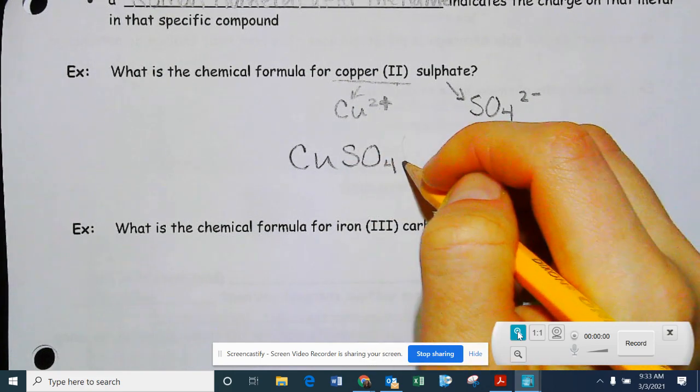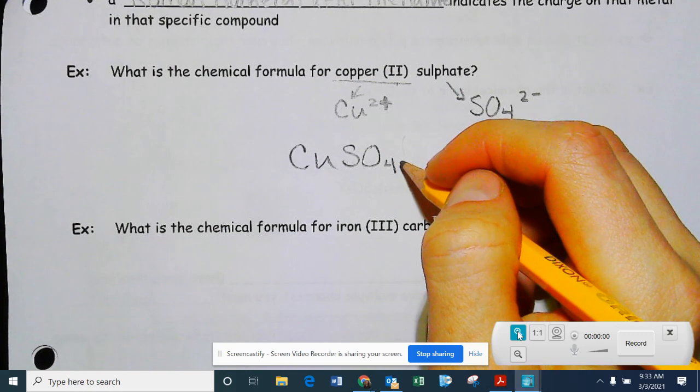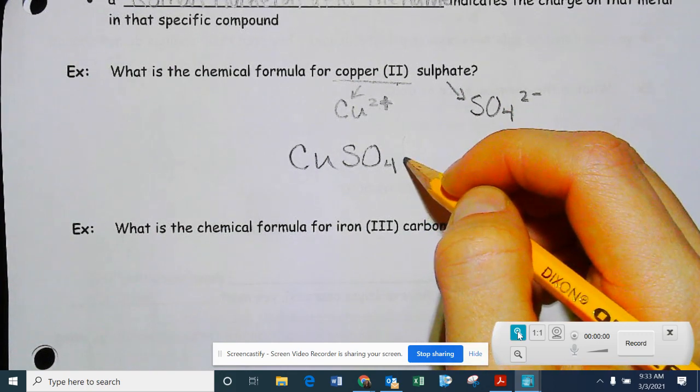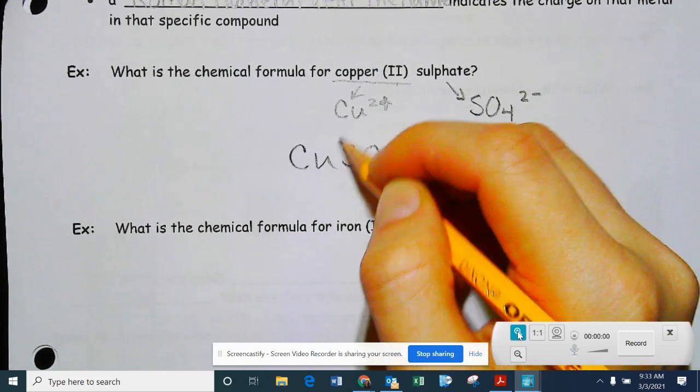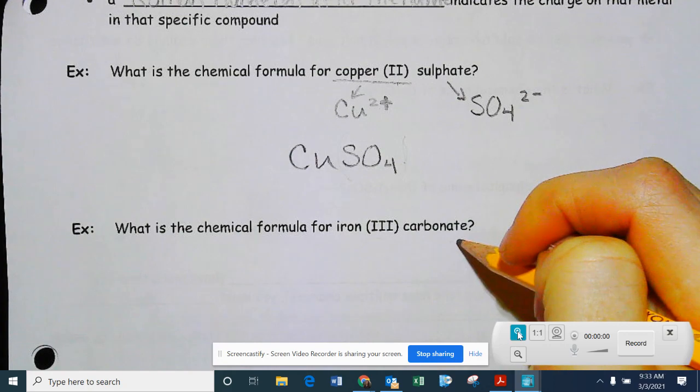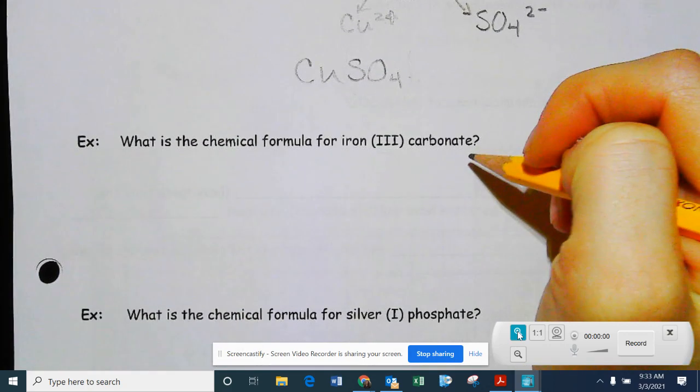So if there was going to be a number here, so say this wasn't a 1-to-1 ratio, if we needed 2 sulfates, we would need to put brackets around here for a 2. I think the next one will need to do that, so I'll show you the difference.